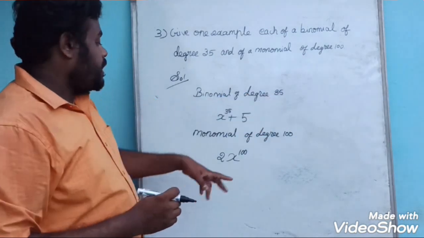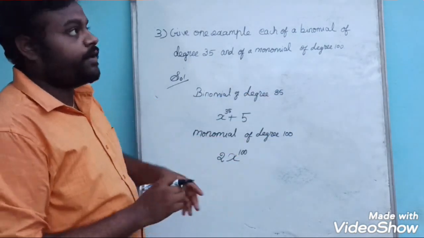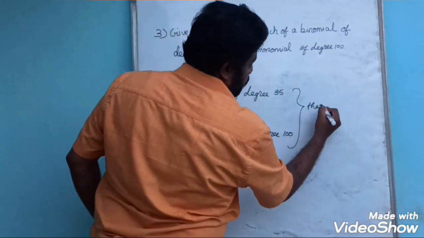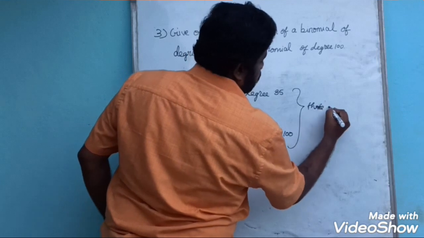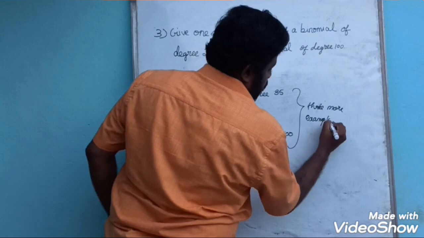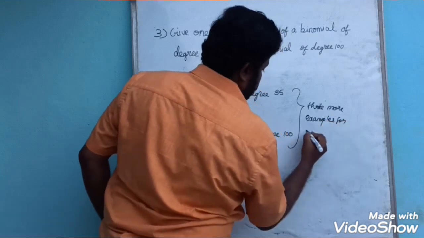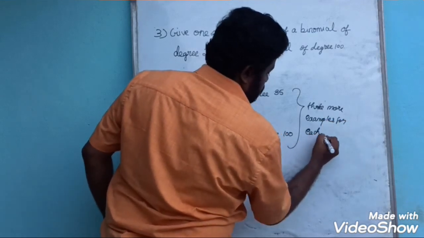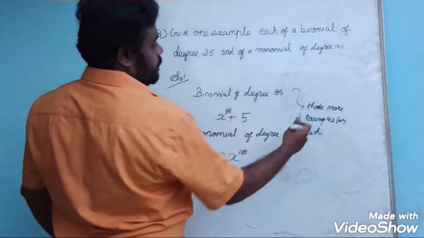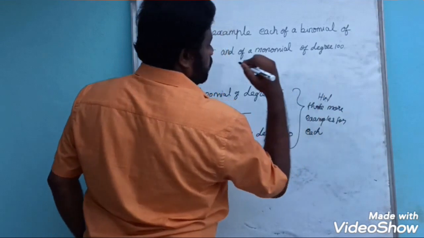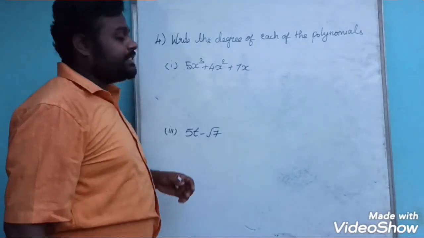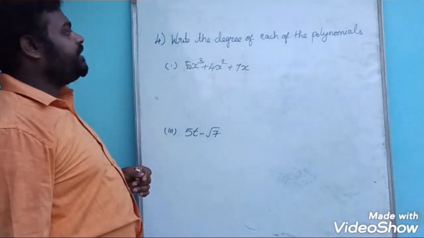You have to write 3 examples each for a binomial of degree 35 and a monomial of degree 100. This is homework for you: 3 more examples for binomial and monomial.